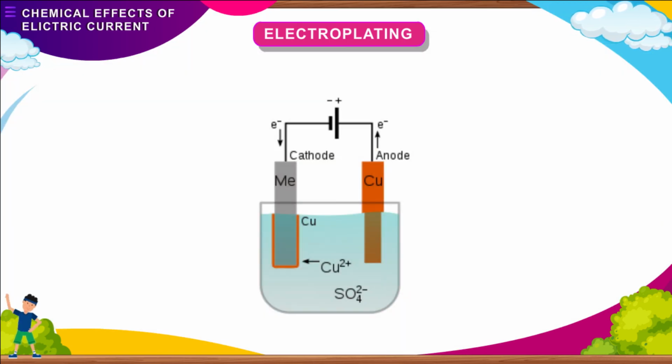For electroplating, the metal to be electroplated is connected to the anode, and the article on which a thin metal coating is to be applied is connected to the cathode. The electrolyte should be a solution of a salt of the metal. Here is an activity to show electroplating of copper.